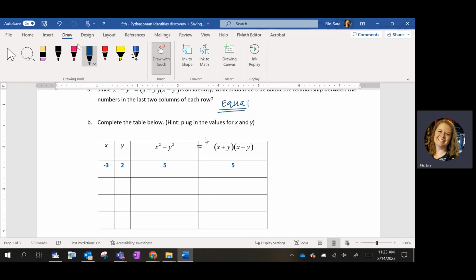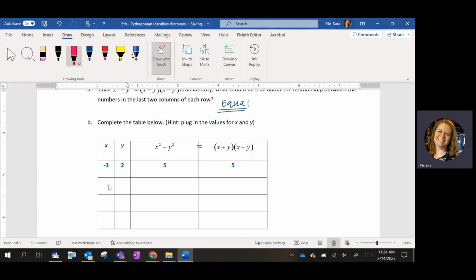So we're going to take a minute. I'm going to do one with you, and then you're going to have some time to try some on your own. But you can see they have an example already worked out where they said, what if x is -3 and y is 2? So if you think about that, -3 squared is 9, 2 squared is 4, 9 minus 4 is 5. -3 plus 2 is -1. -3 minus 2 is -5. -1 times -5 is +5. Those come out equal, didn't they?